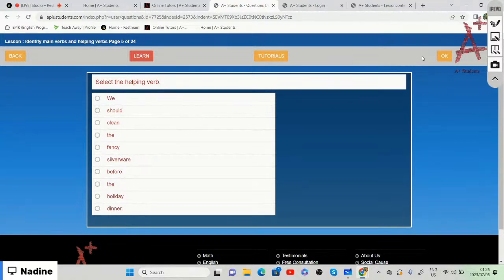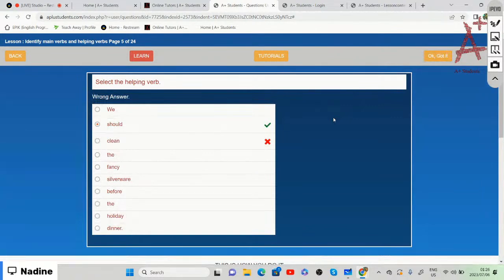All right, going to do the last one. Select the helping verb. We should clean the fancy silverware before the holiday dinner. We should clean the fancy silverware before the holiday dinner. All right, so what we're gonna do is let's do this. Okay, let's choose that one.